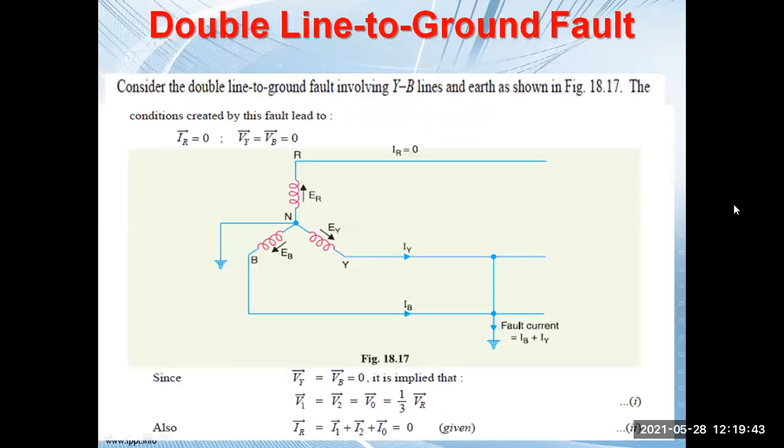Next is the double line to ground fault. The double line to ground fault means there are two lines that are faulty and that are grounded. You see, there are two lines. This is the R phase, this is the Y phase, this is the B phase. And these two lines are grounded. This is a grounded portion.